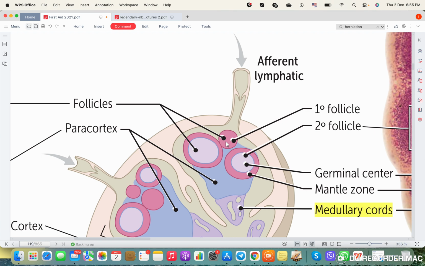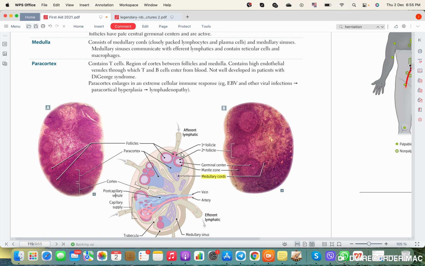Some of them are sleeping, these are primary follicles. Some of these archers are up and ready to attack. You also have your medullary cord, which is basically where these archers step into the fight. Yes, they go to the medullary cord and they start making antibodies.